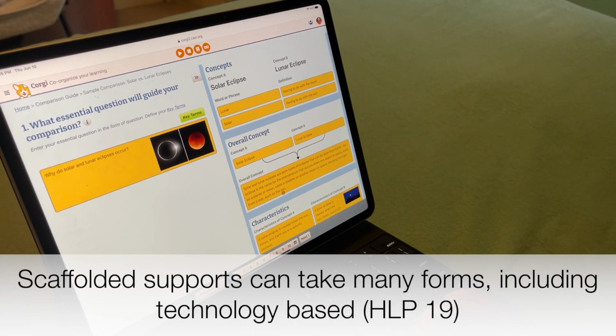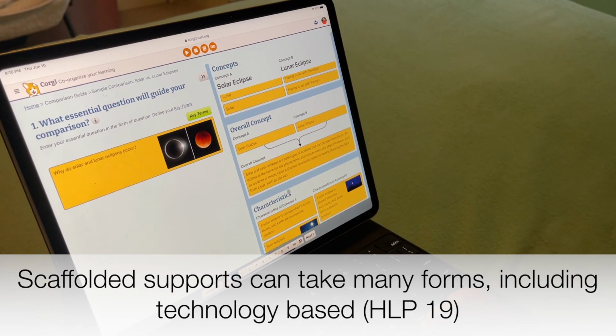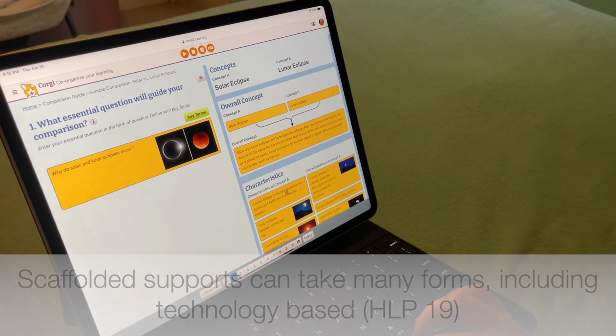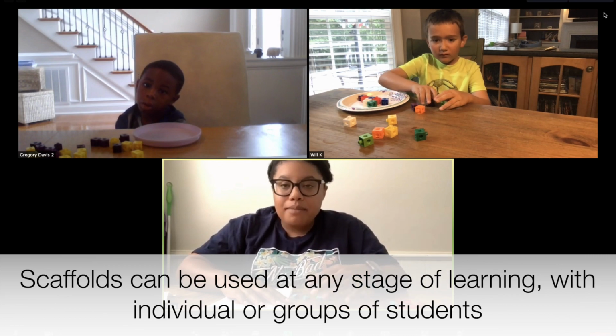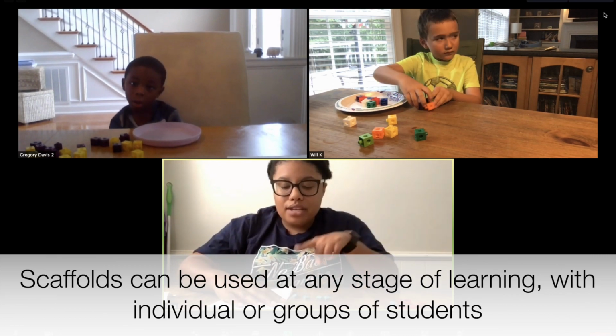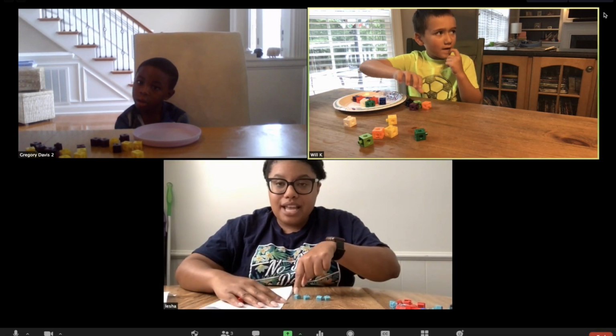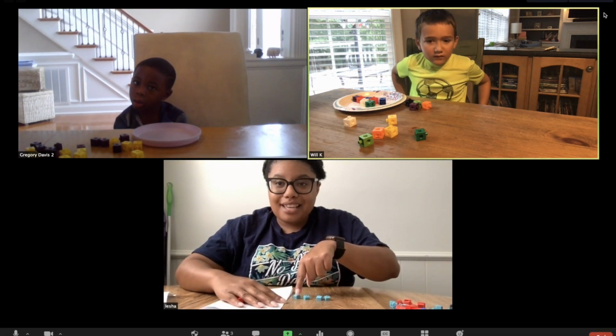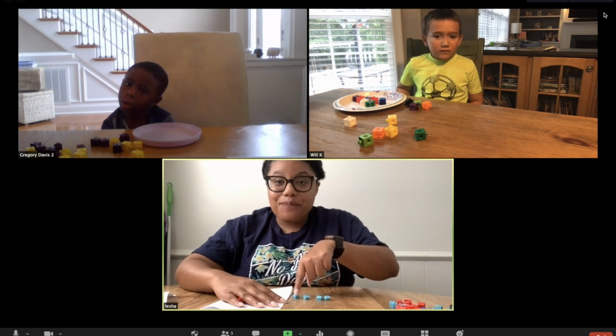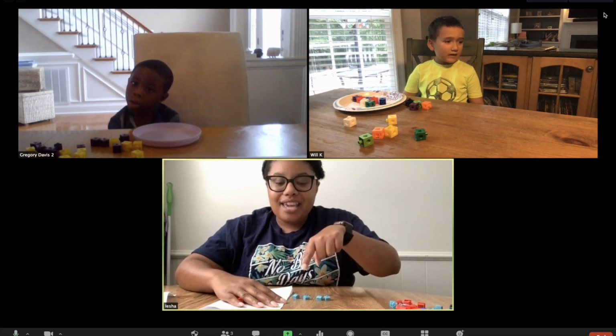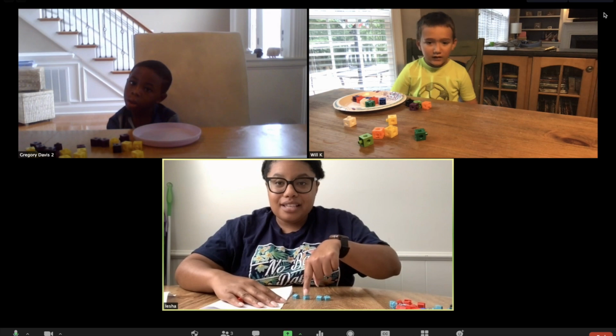Scaffolded supports can take the form of visual aids or strategies that teachers teach to students. Teachers can provide scaffolded supports at all stages of learning in response to the needs of individual or groups of students. This HLP is intertwined with several other key practices and can be used by the thoughtful educator to help address a range of student issues and needs.